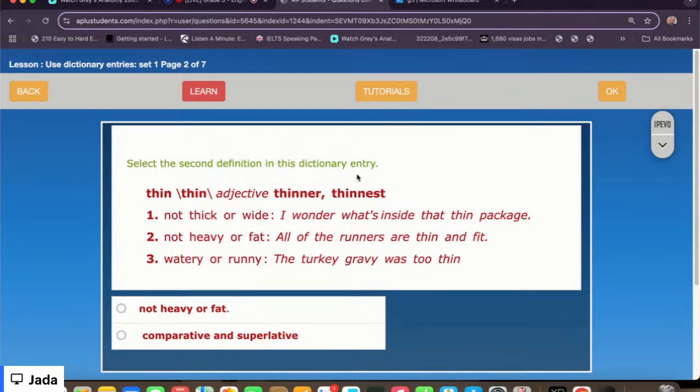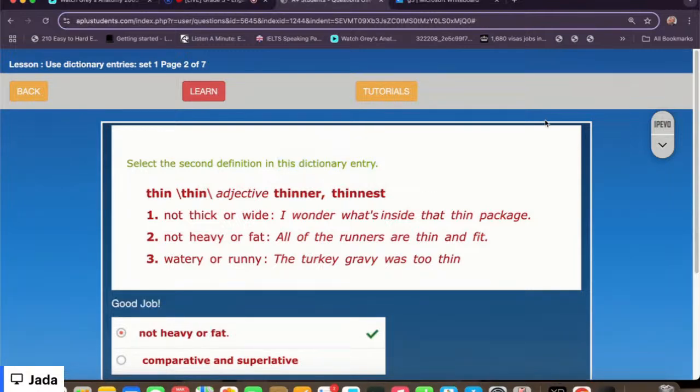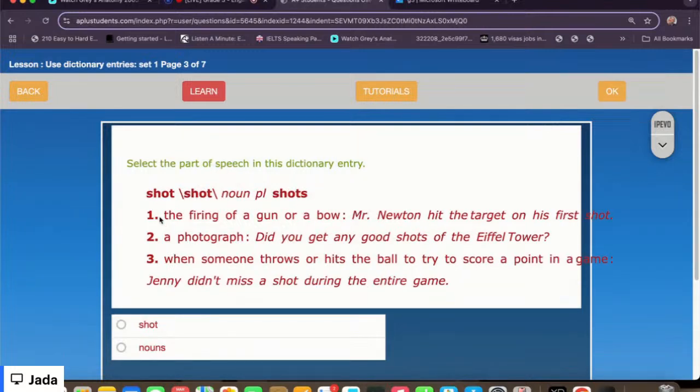Select the second definition of this dictionary entry. Not heavy or fat. If you look at the explanation, not heavy or fat was the second one. So that is what they're asking about. Okay? So you need to take note of this.